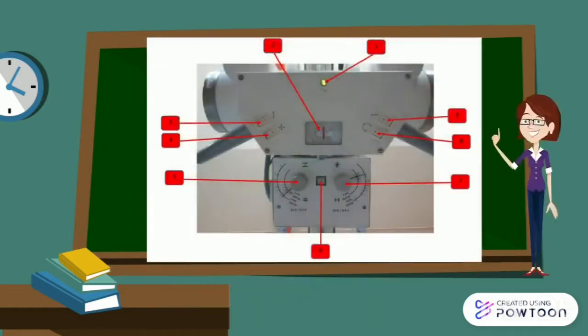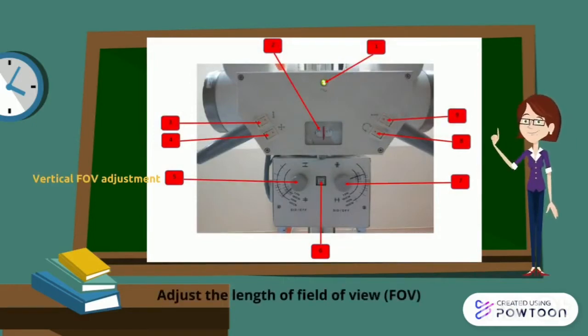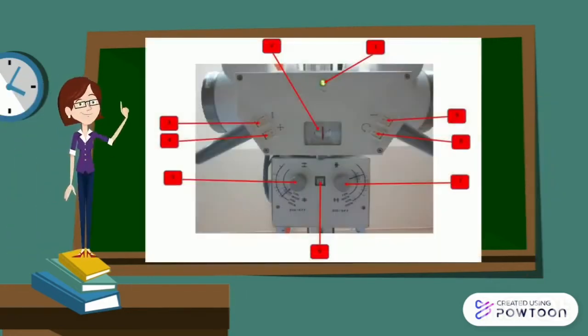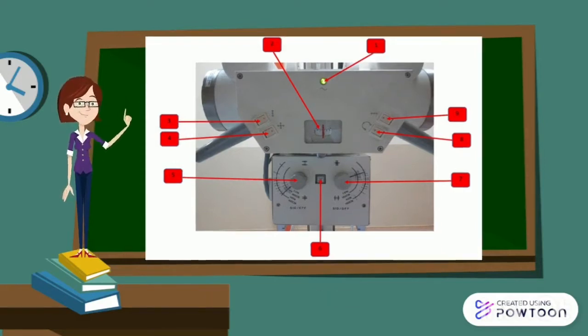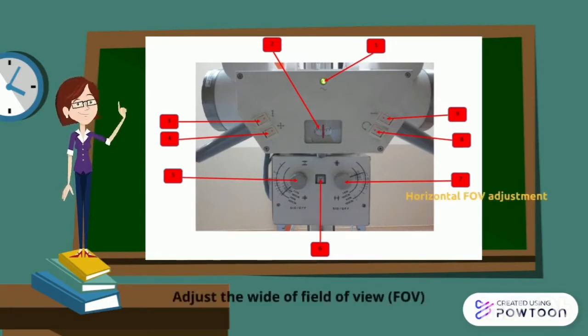The fifth label is vertical field of view adjustment. It adjusts the length of field of view. The sixth label is power FOV button. It switches on and off of FOV power. The seventh label is the horizontal FOV adjustment. It adjusts the width of field of view.